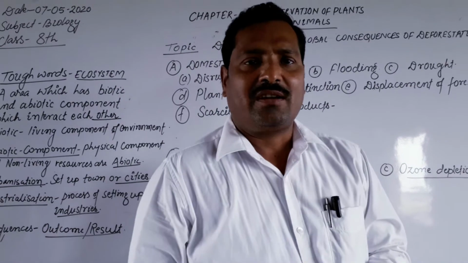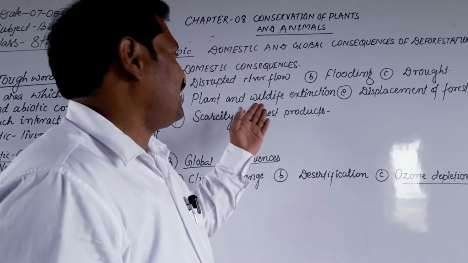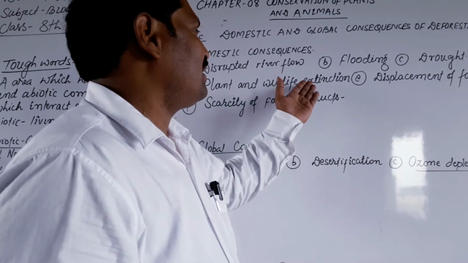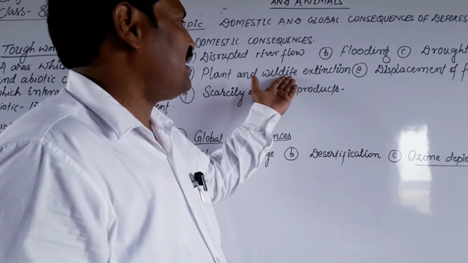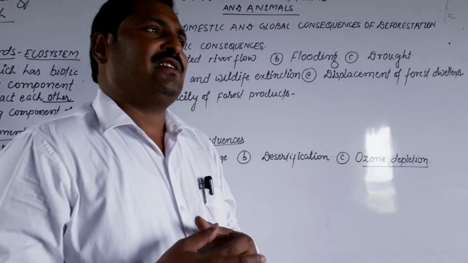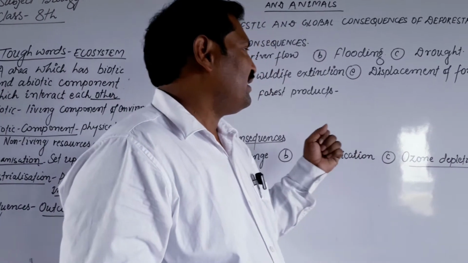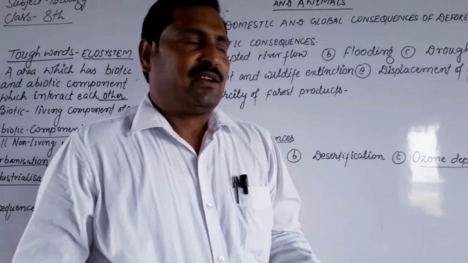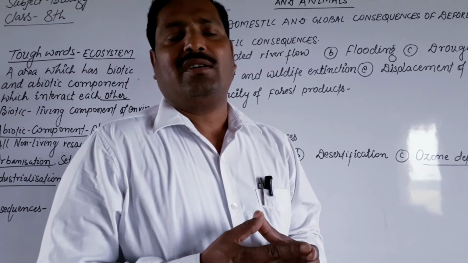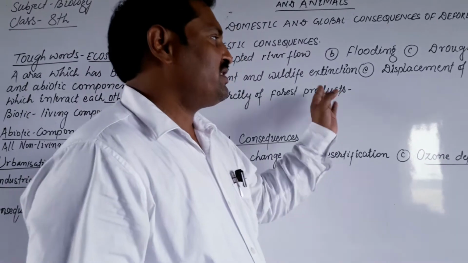So drought means scanty rainfall. And after that, plant and wildlife extinction. You know that different plants and different animals have their habitat in the forests. If the forests are cleared, their wildlife habitat is lost, and ultimately they also go extinct. Displacement of forest dwellers: different people have their dwelling place in the forest. If the forests are cleared, they will not have a place to live in. So, scarcity of forest products: when all the forests are cleared, one day or another their number will decrease, and the forest products will not be available. So these are the domestic consequences.